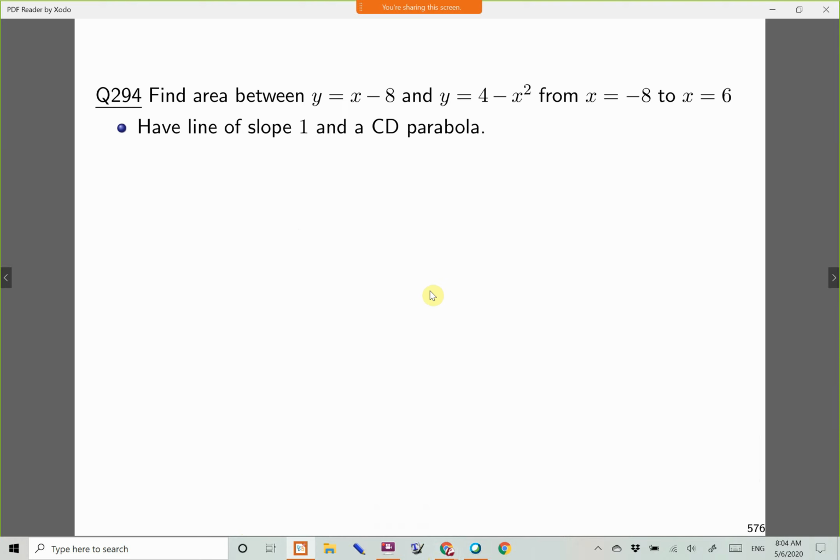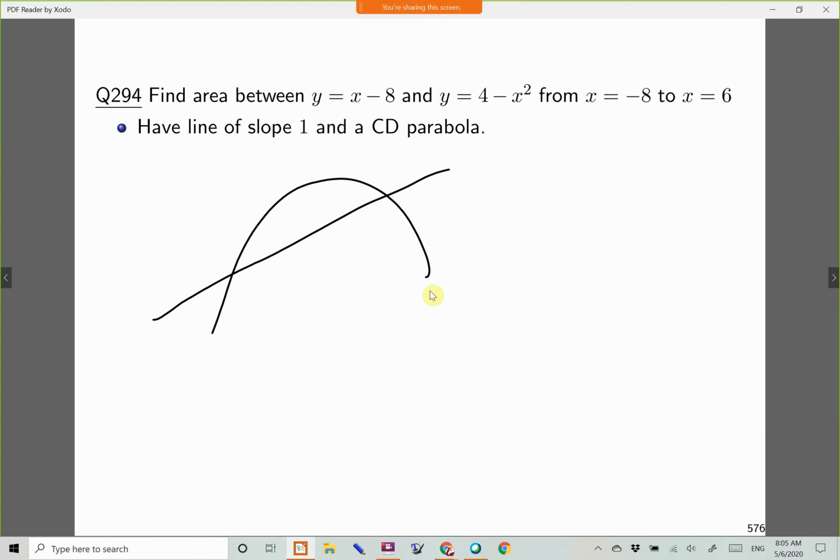So again, I'd like to just do a general inventory of what we have here first. We have a line with slope 1, y equals 1x minus 8. We have a parabola that's going to be concave down due to the negative in front of x squared, or you can see the concave down by taking a second derivative, getting negative 2, a negative number, so concave down. And then even right away, we could draw a picture, right? Line of slope 1, concave down parabola.